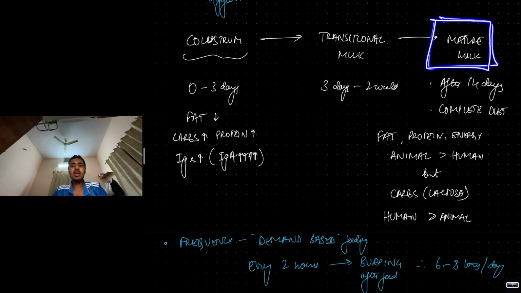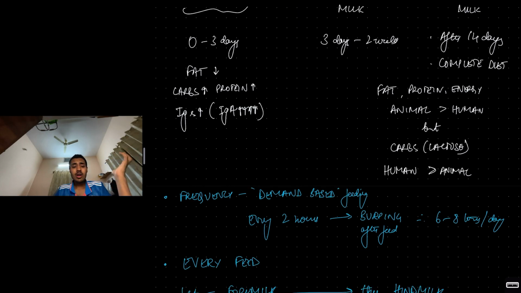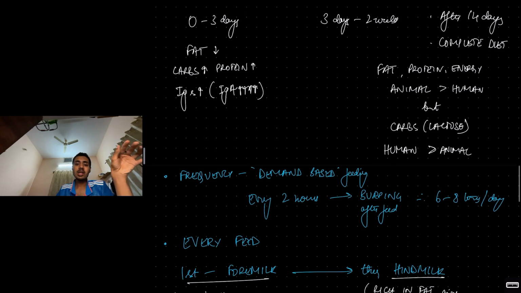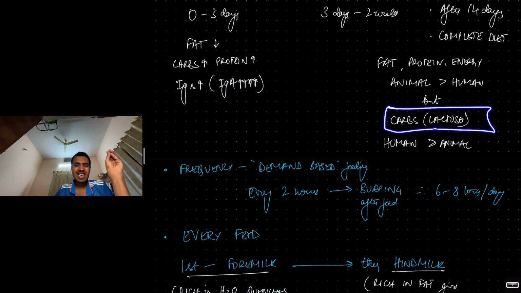This mature human milk comes 2 weeks postpartum, and this is the complete diet for the newborn. There is nothing more nutritious you can give to a newborn baby than mature milk. If you compare it with animal milk like cow's milk, goat milk, buffalo milk, fat, protein and energy in human milk are less. Of course, because a baby won't be able to digest a lot of protein. Whereas carbohydrates, which is basically lactose, are much more in human milk compared to animal milk.